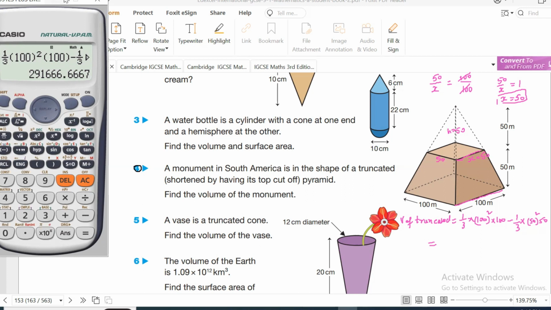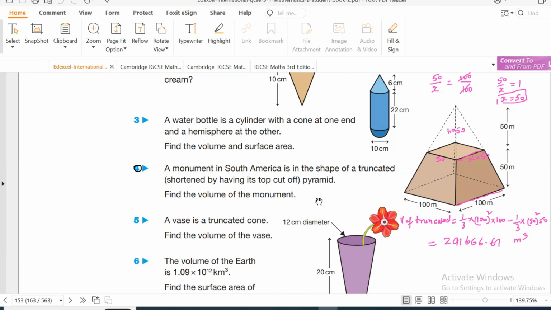291,666. So if I write this answer, it is 291,666.67, and it is meters. We have volume, so cubed. Remember that we are looking for three significant figures. So if I write three significant figures, it means I have to round off the six. So my last answer is 292,000, so meters cubed.